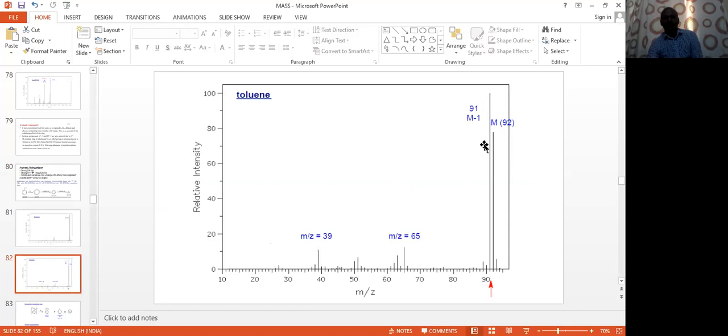From the tropylium ion there will be loss of acetylene, and you will have m/z 65. From this, further, there is a loss of another acetylene, giving m/z 39. These are the major prominent peaks in substituted benzenes like toluene.